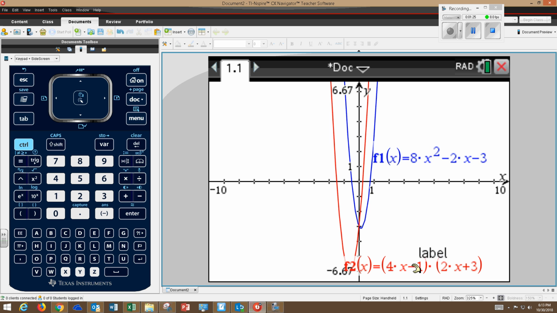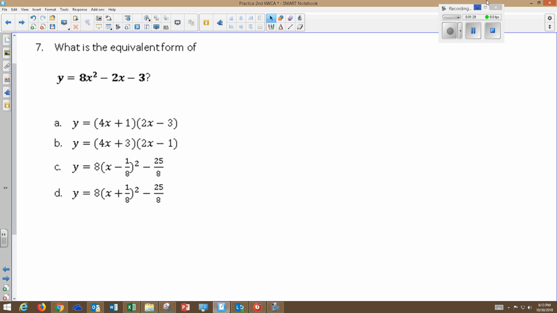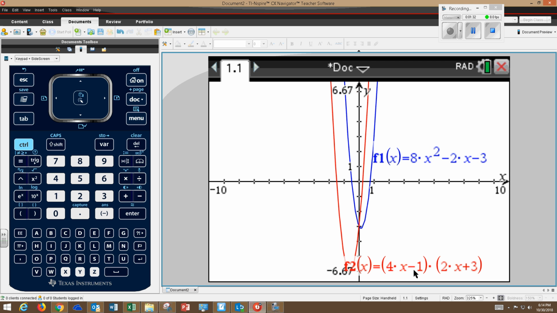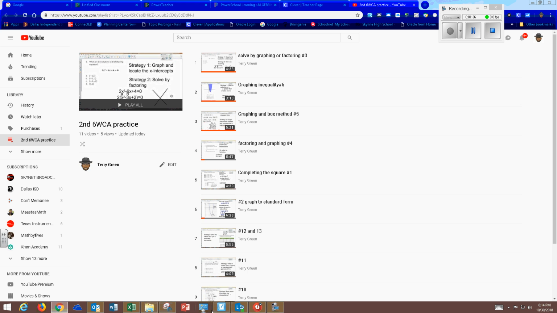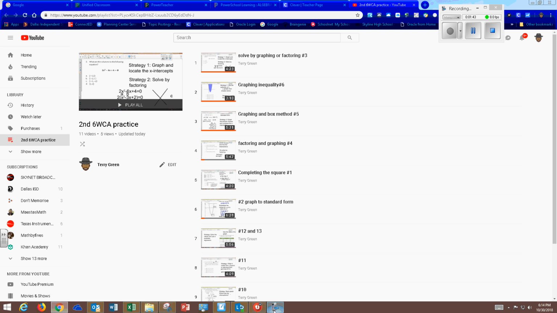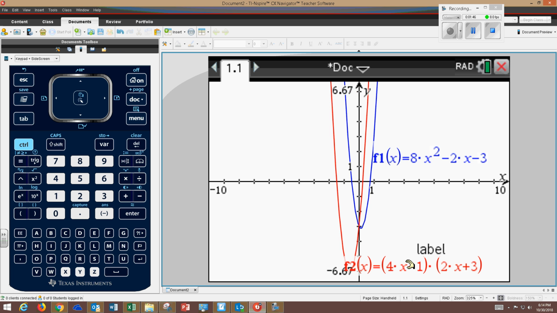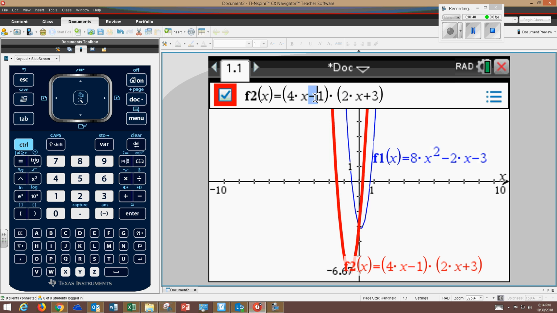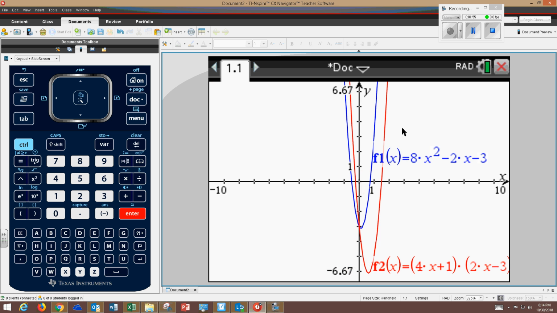All right. Hold it. Which one did I put in again? Let's double check. 4x plus 1, 2x minus 3. All right. This was 4x minus 1, 2x plus 3. Let's look and see if that was one of our choices. Yeah. 4x plus, no, that wasn't one of my choices. So let's go back. This was 4x plus 1 and 2x minus 3. Let's change it. Did that work? No, that doesn't match it either.